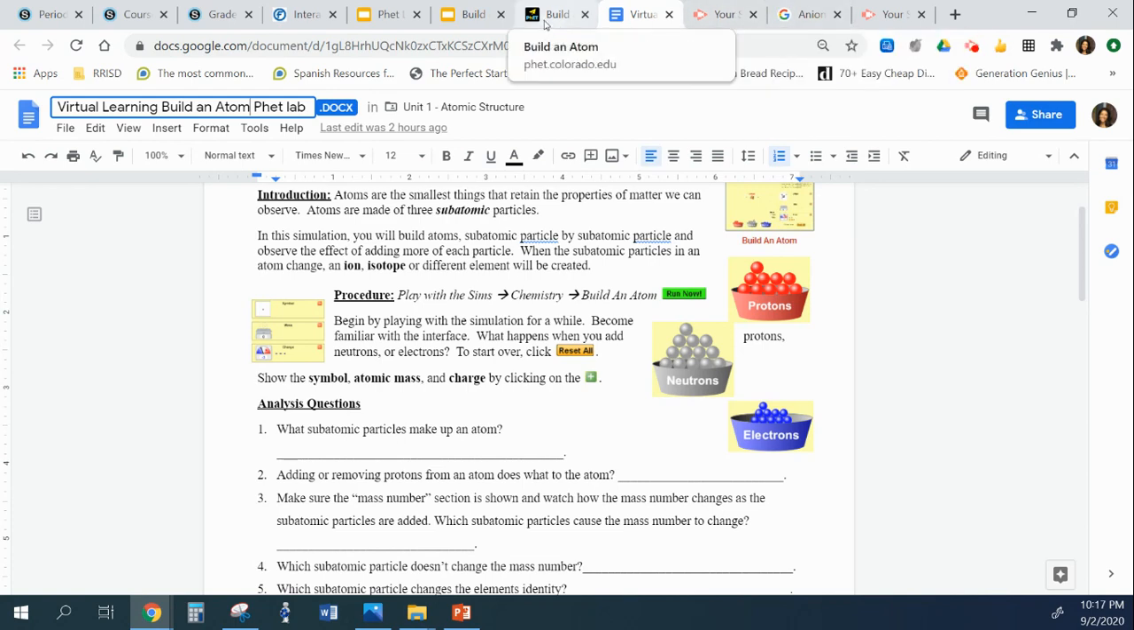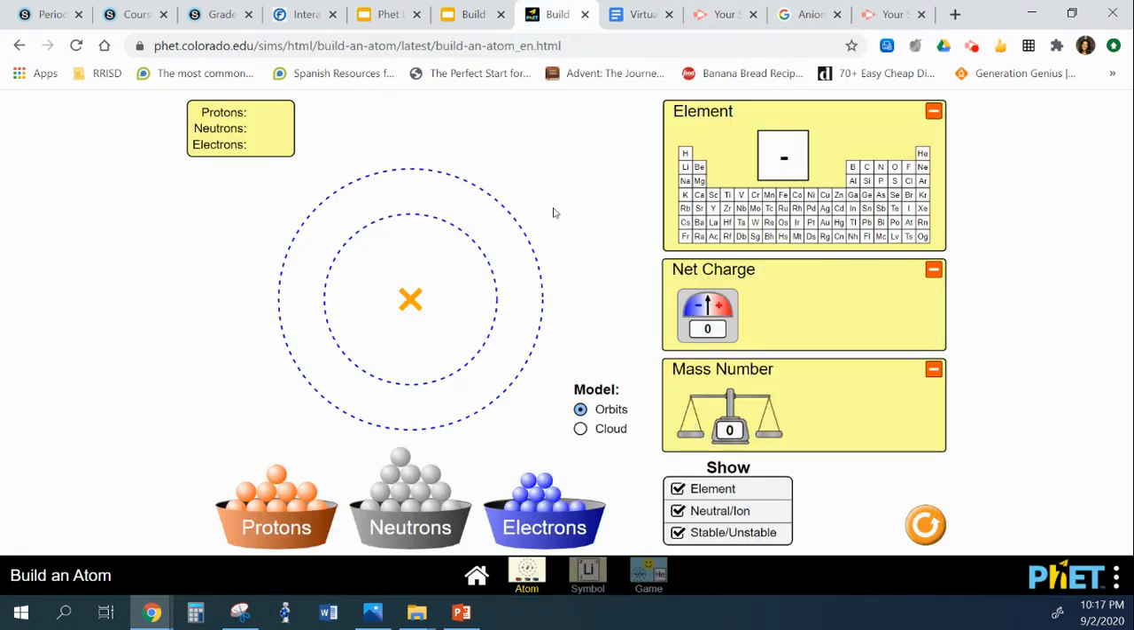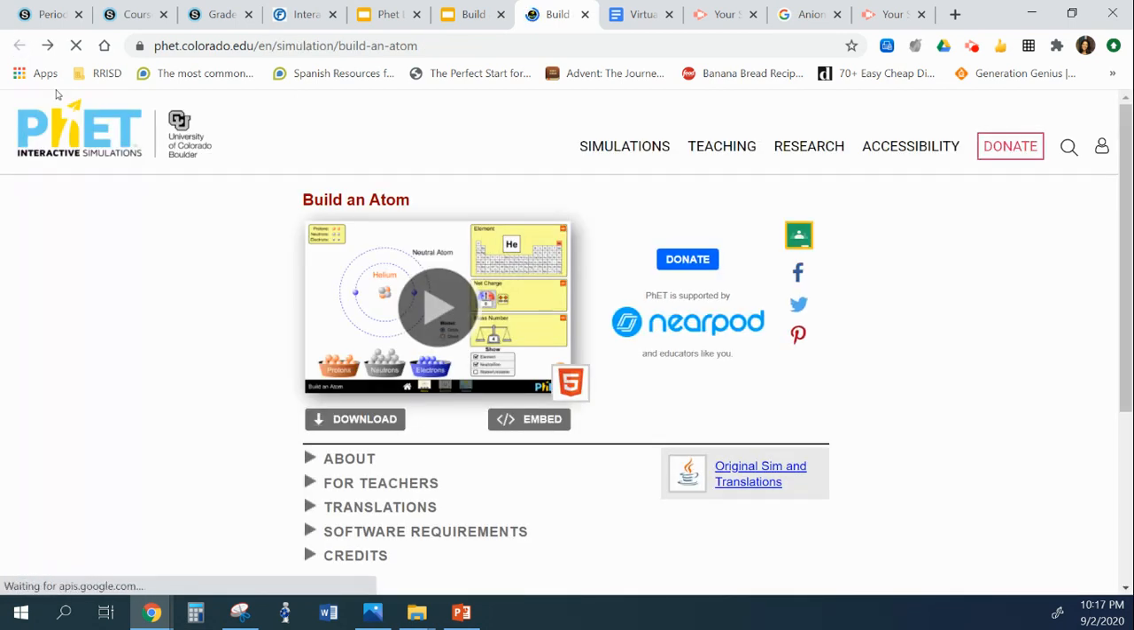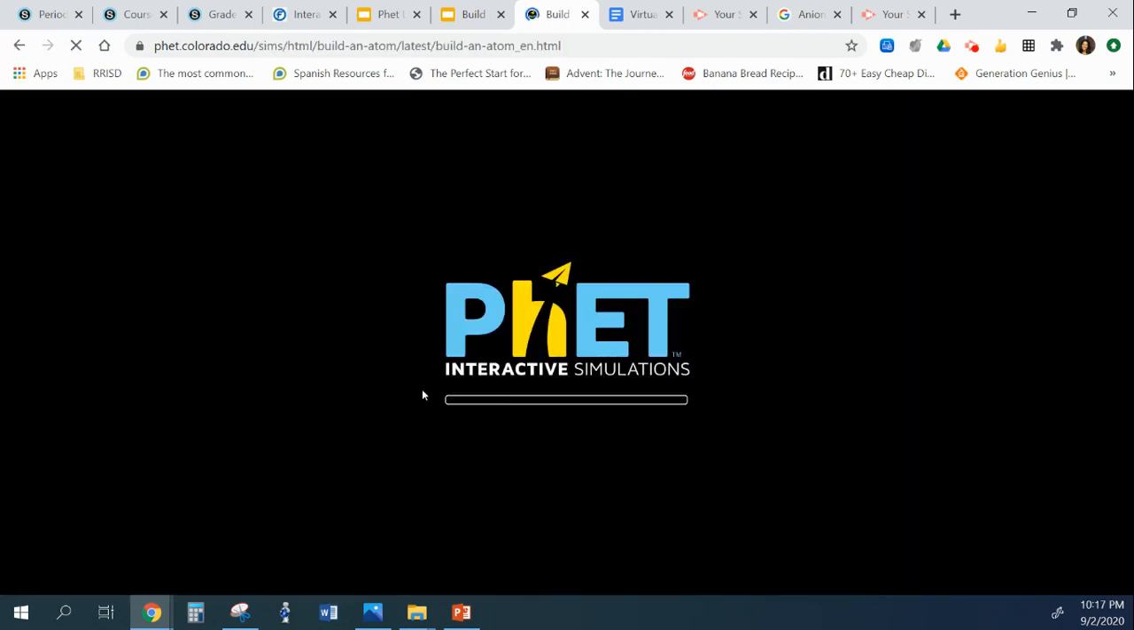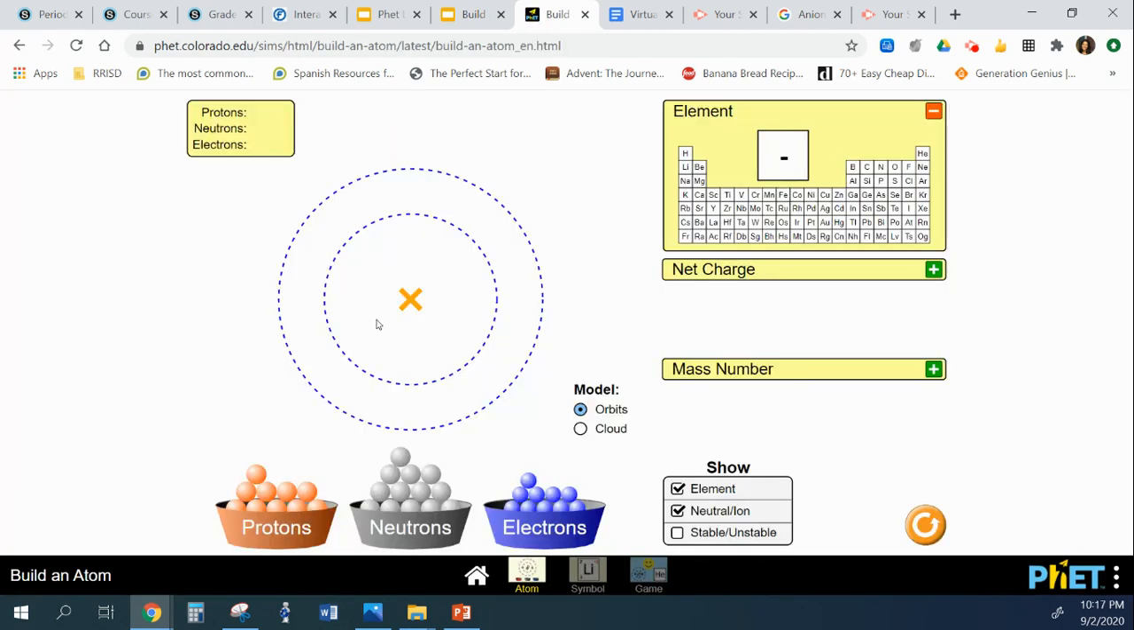Now, let's go to your PhET lab here. Okay, so here's your PhET lab. It's going to look like this. So let me back it up for a second and I'll show you what it looks like when you first get in. When you first get into the program, it looks like this, and you're going to press the play button. It's going to load up, and then you're going to press atom.